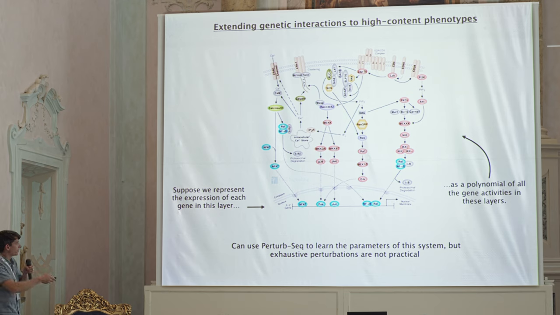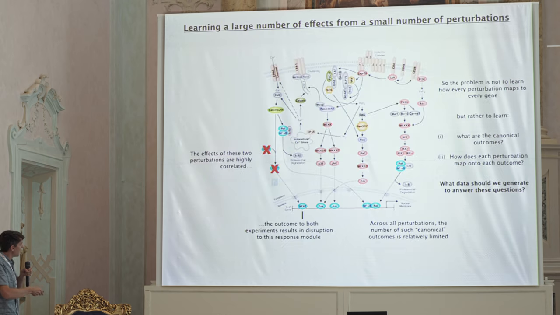We could use methods like PerturbSeq or other related methods to knock out individual genes and measure the gene expression profile, but doing that exhaustively is not really possible because there's lots of genes, and as I said, if we're interested in measuring gene-gene interactions, there's too many of them. But it turns out we might not have to.